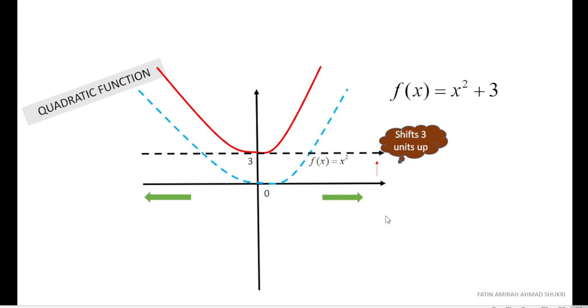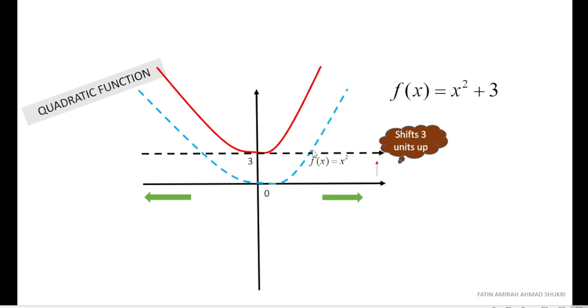Alright. The vertex of the original basic graph is (0, 0). So shift 3 units upward. So you have here the vertex, which becomes (0, 3). Alright. So now we want to know what the domain will be.